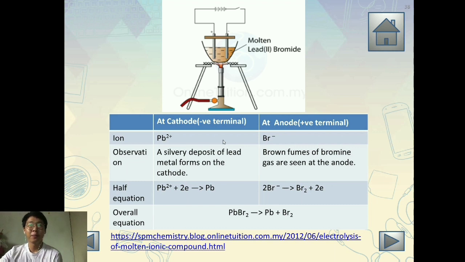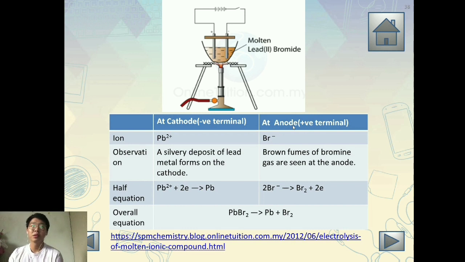At the anode, which is the positive terminal, the bromide as a negative ion will attach to the positive terminal. Hence, the brown fumes of bromine gas are seen at the anode. The bromide will release electrons to form Br2 gas, the bromine gas. Hence, we can observe the brown fumes of bromine gas.